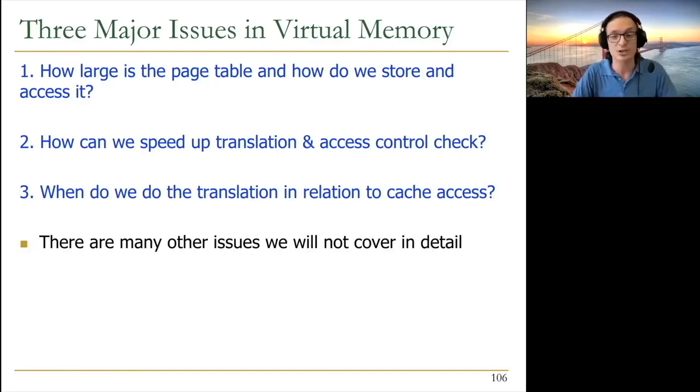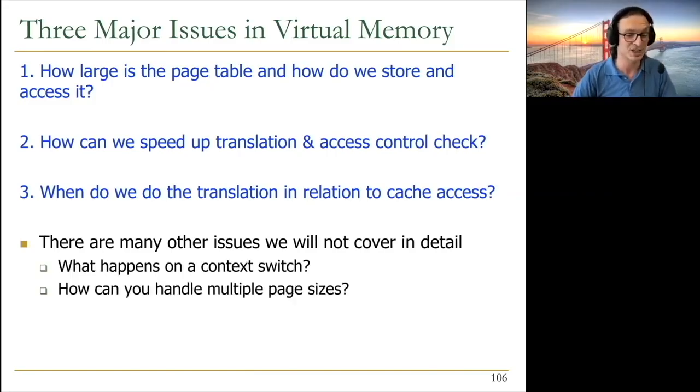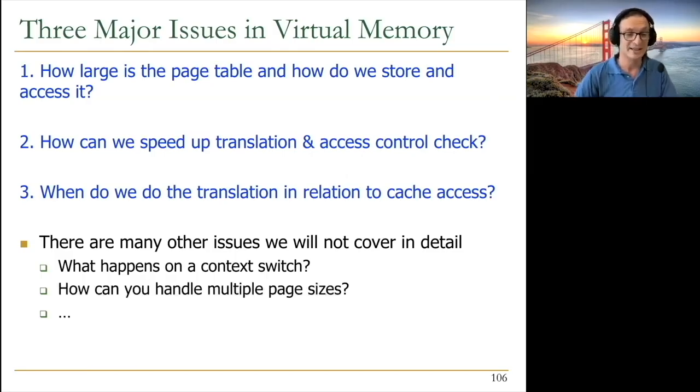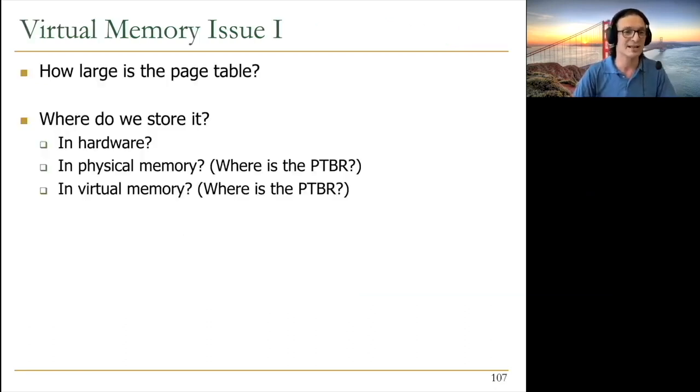There are many other issues in virtual memory that we will not cover in detail. I mentioned some of those actually while we were discussing some earlier issues. What happens on a context switch? How can you handle multiple page sizes in an efficient manner, etc.? We're going to touch upon some of this when I give you a real world example, but not in great detail. So issue one is, how large is the page table?